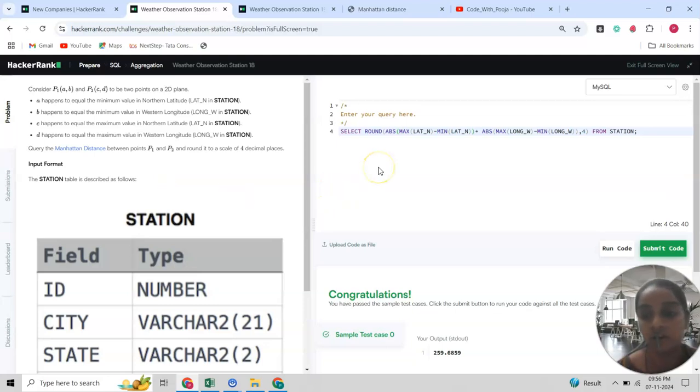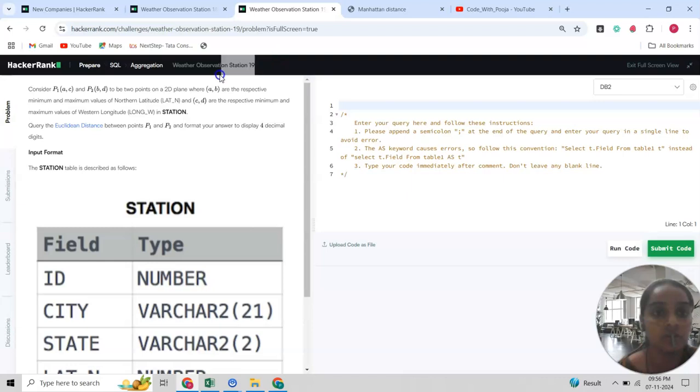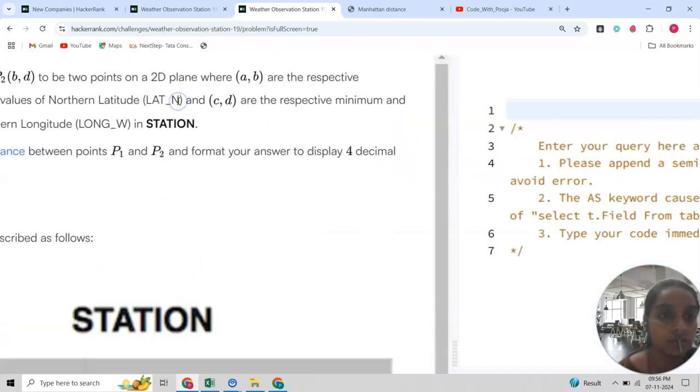And if you have a doubt regarding this question, weather observation 18, please tell me in the comments, I will definitely try to explain it to you. Okay, continue with the next question, that is weather observation 19. Let's continue.